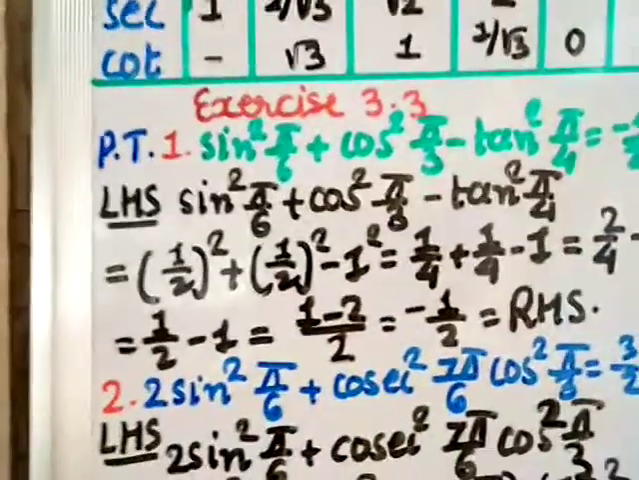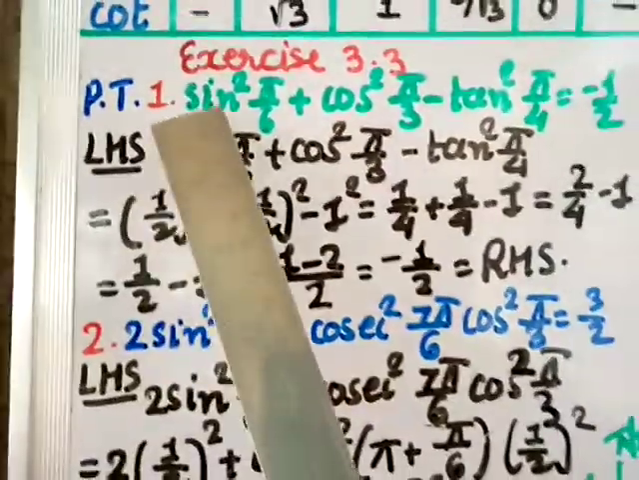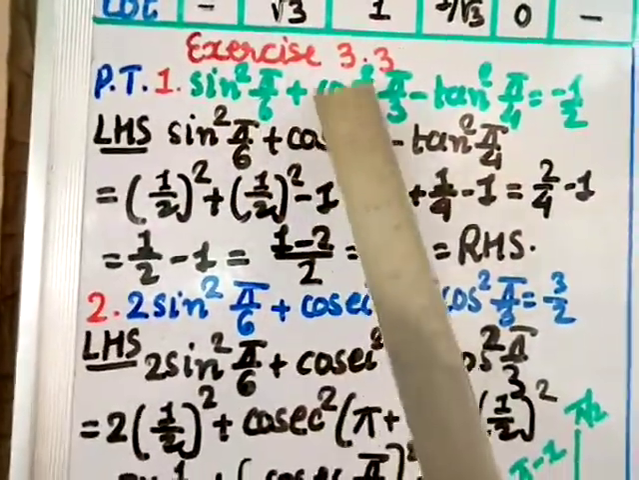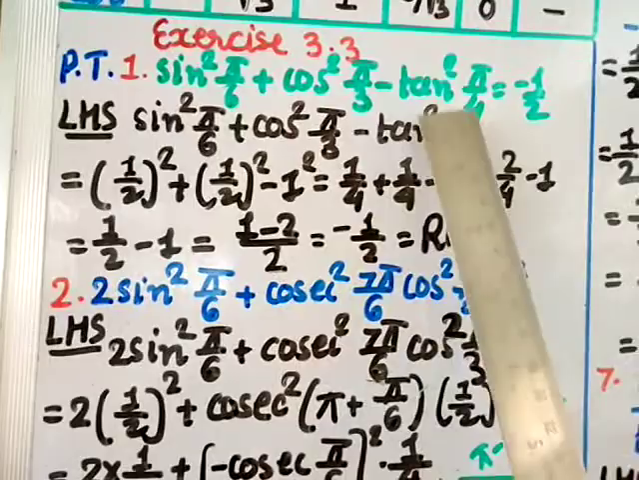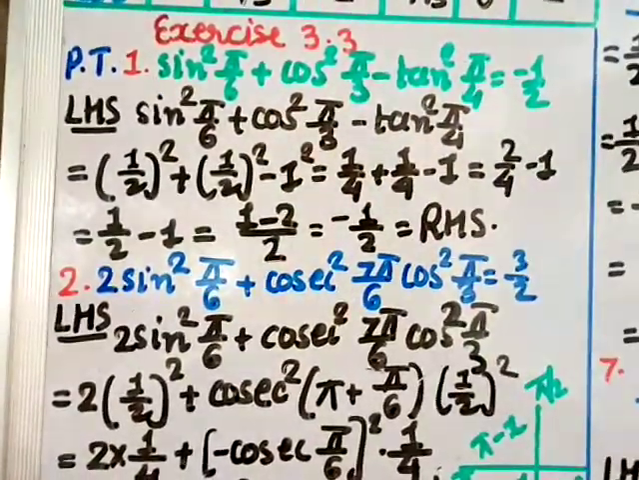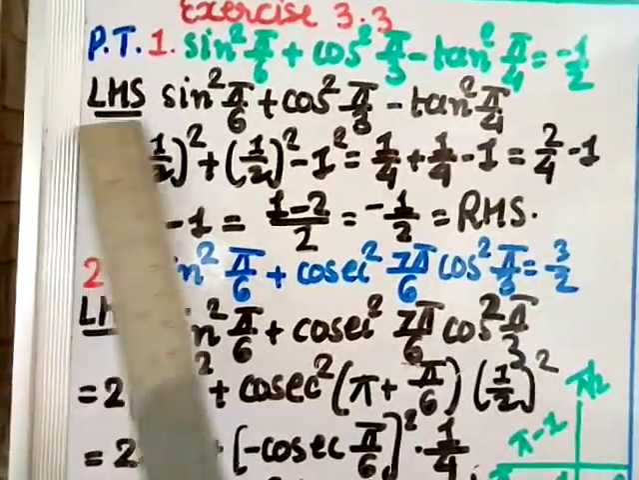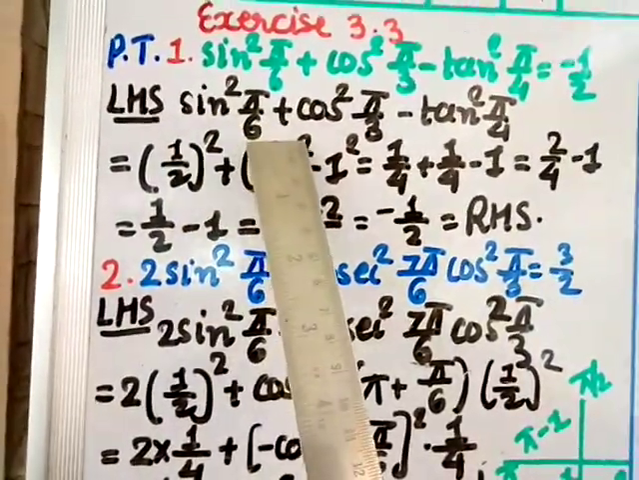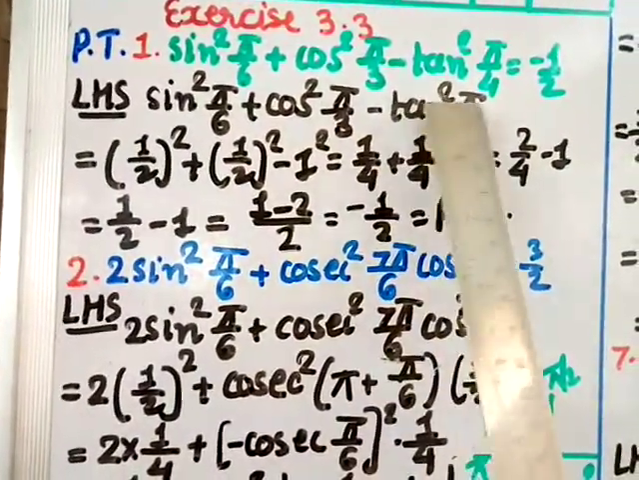Exercise 3.3. Prove that number 1. Sin square pi by 6 plus cos square pi by 3 minus tan square pi by 4 is equal to minus 1 by 2. We have to prove left hand side equals right hand side. So let us start with left hand side. Sin square pi by 6 plus cos square pi by 3 minus tan square pi by 4.